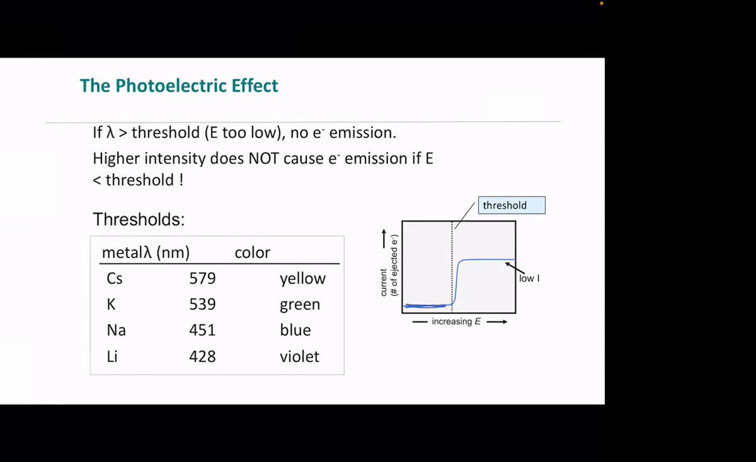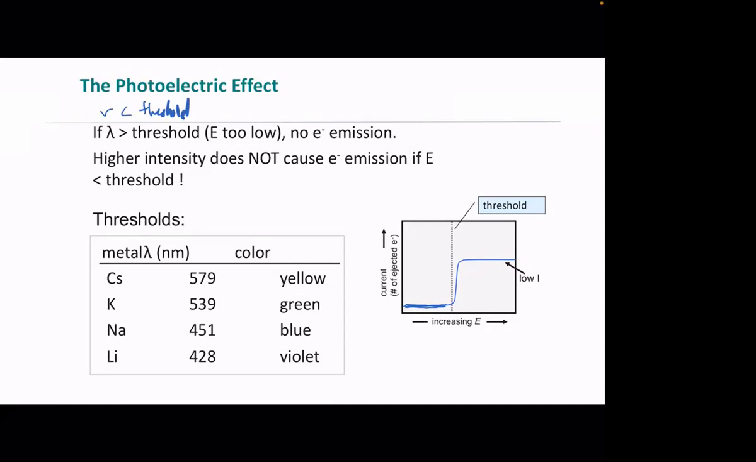Right? I can reword that to say, if frequency is less than the threshold, the energy is too low, right? Those two statements are synonymous. If the wavelength is too high or the frequency is too low, the frequency is less than the threshold, the wavelength is higher than the threshold, the energy is too low, and there's no electron emission. This is the idea where quantum theory comes in now. This is not what classical physics would have predicted. Higher intensity does not cause electron emission if the energy is less than the threshold.